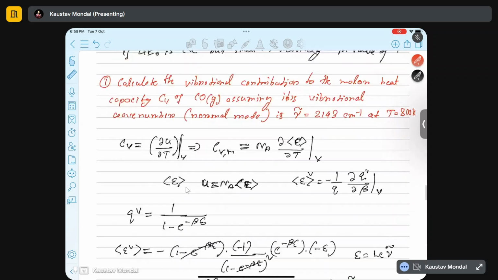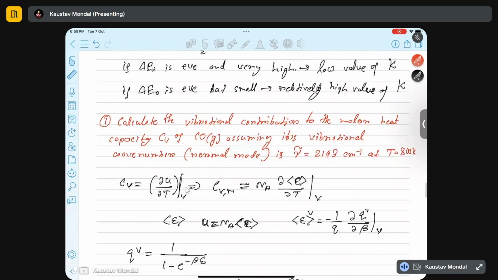Let me briefly tell what we have done. In the problem for carbon monoxide, we have been asked to calculate the contribution of the vibrational partition function to the molar heat capacity at constant volume. For that, we first wrote the fundamental expression of CV, that is CV equal to del U by del T at constant volume.